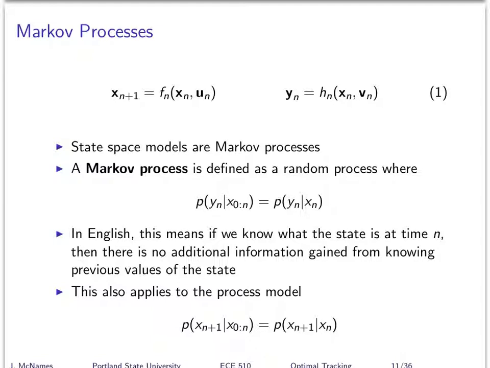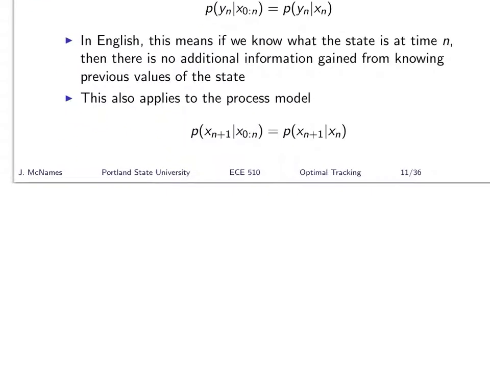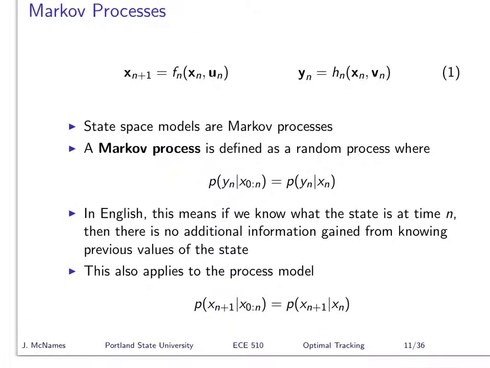So if you know what the state is right now, you don't get any additional information by knowing what the previous values are of the state. And this also applies for the process model. So along with that is an assumption that the state at time n plus 1, conditioned on the entire trajectory of the state, is the same as the PDF of the state at time n plus 1, conditioned only on what the state was at the previous time sample. So it's the same idea that the entire memory of the process is represented by whatever the current state of the system is. The distribution is memoryless.